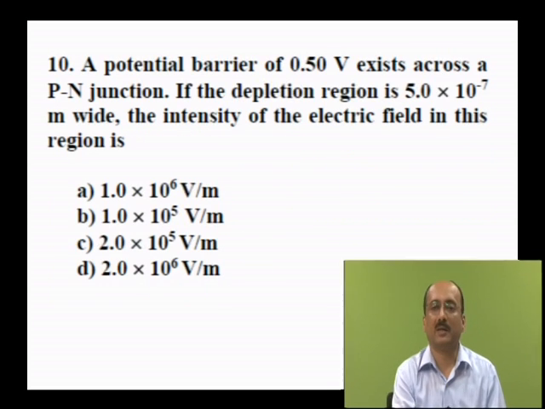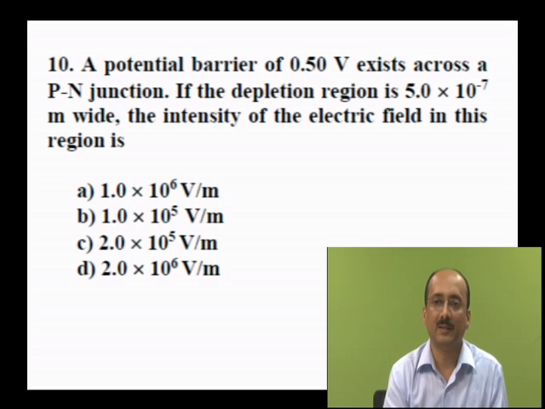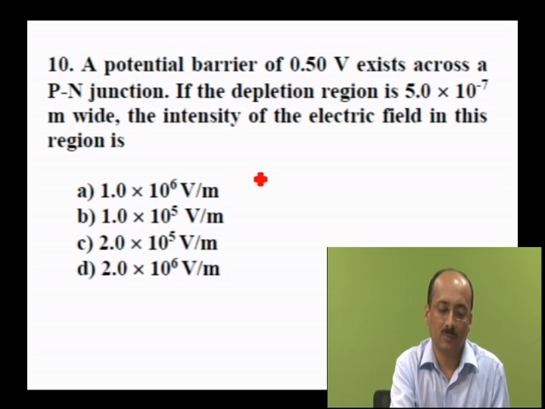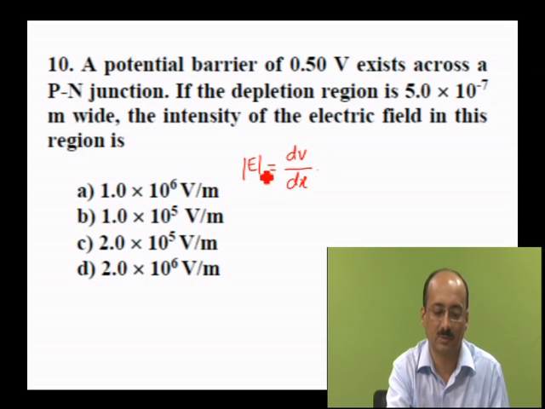A potential barrier of 0.5 volt exists across a PN junction. If the depletion region is 5 into 10 raised to minus 7 meter wide, the intensity of the electric field in this region is, they have given. Now, if you want electric field, you have electric field value as dV by dx, the negative potential gradient. But we just want the magnitude, so I have added the minus sign there.